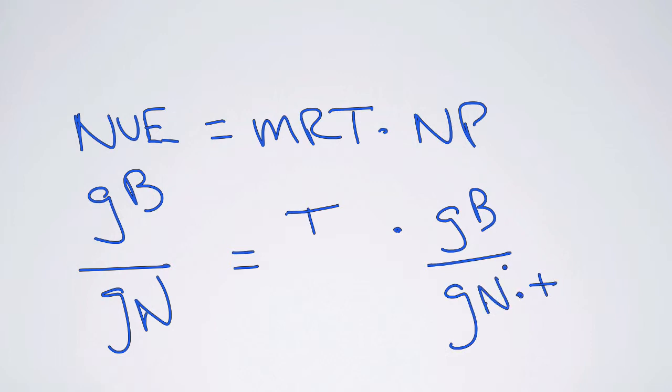So what this is saying is that nitrogen use efficiency can occur because plants hold on to nitrogen for a long time. They can hold on to nitrogen for a long time and accumulate carbon as time goes on, or they can be very productive with their nitrogen. So per unit time, produce a lot of biomass per unit N. So nitrogen use efficiency is the product of mean residence time and nitrogen productivity.